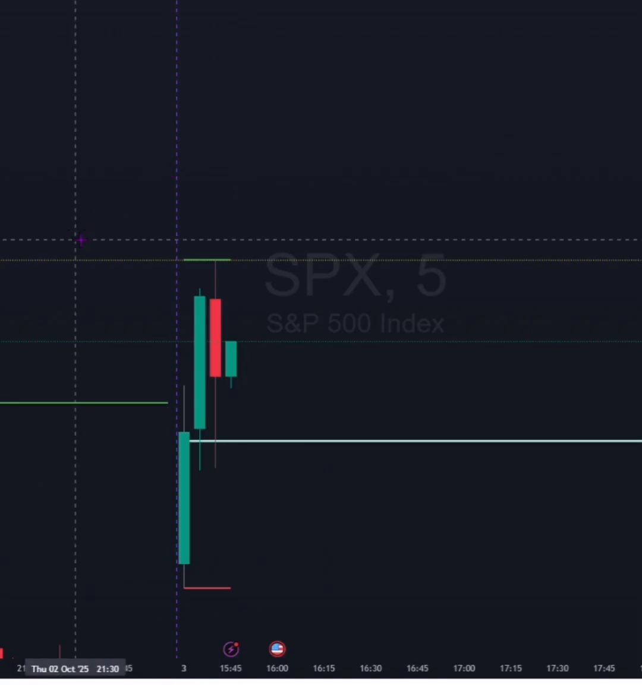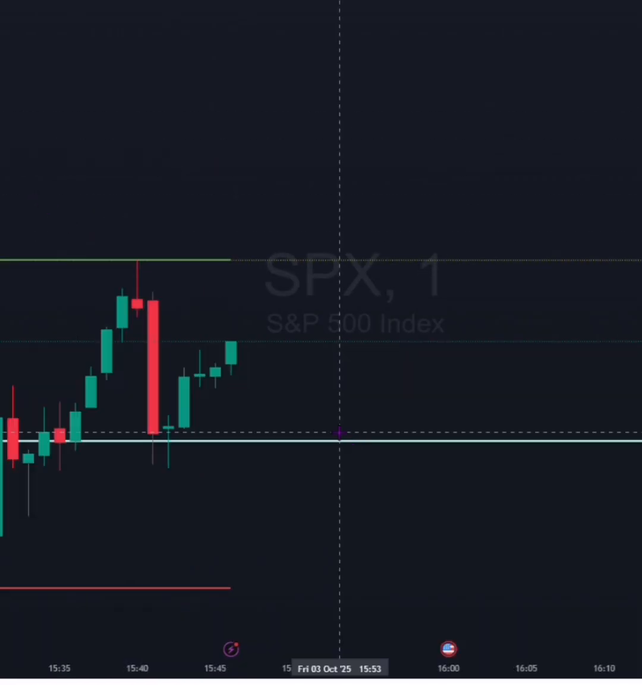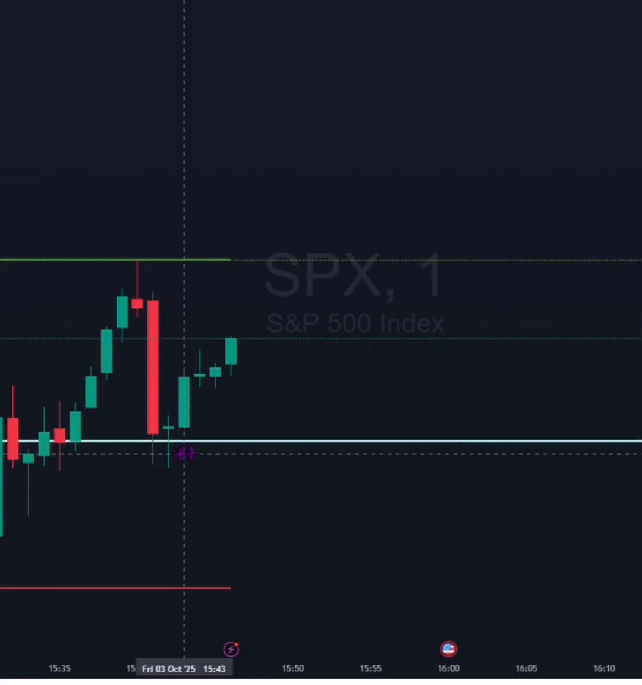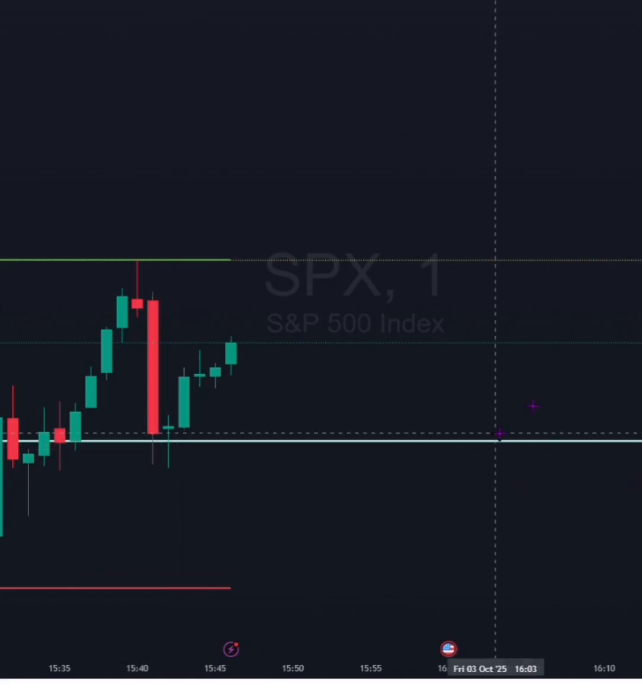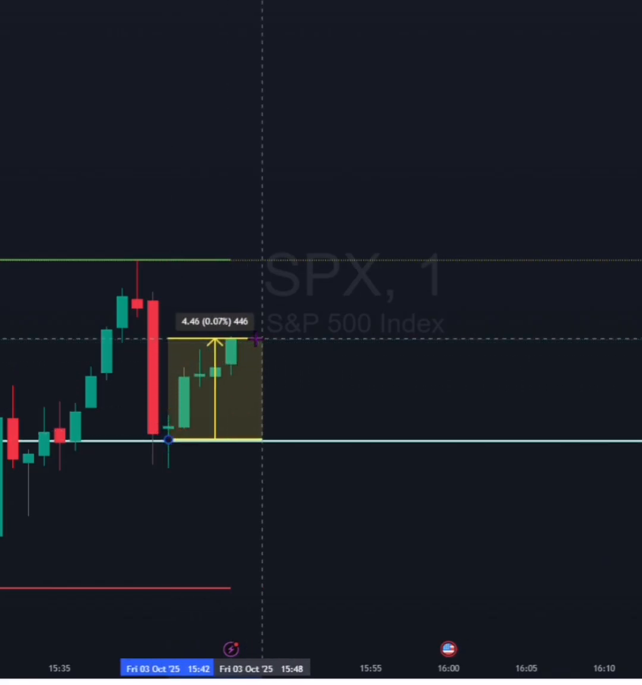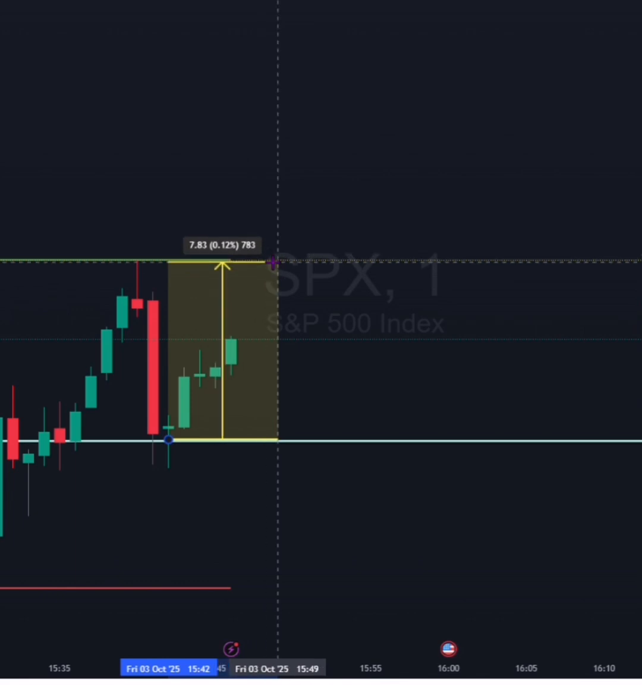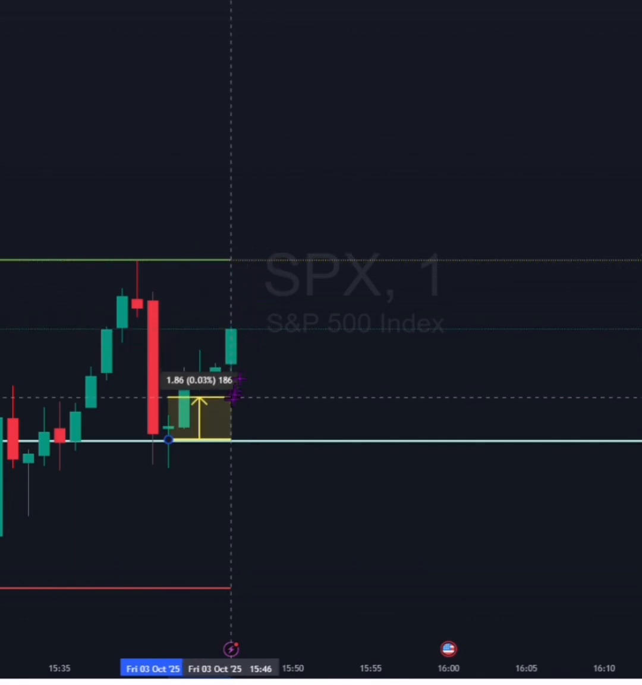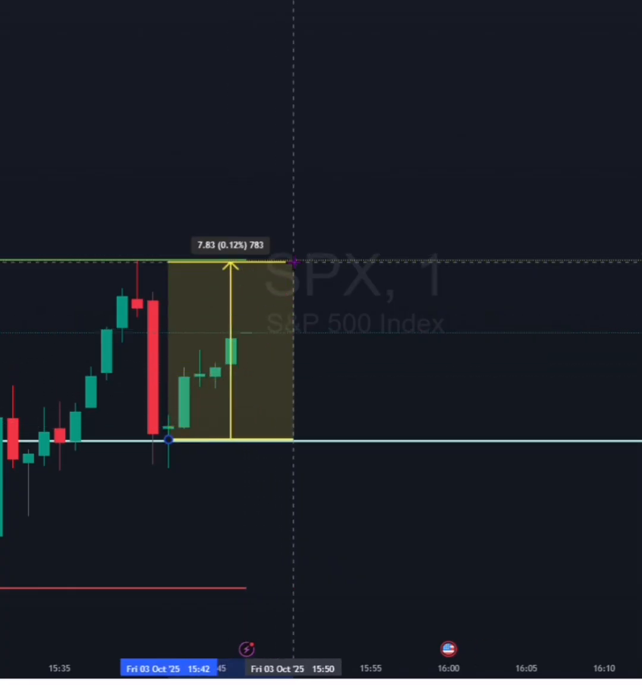What I want to show you is that when we go down to the 1 minute, we can see how it jumped off nicely off that mid level. Most people would have hopped in on the early buys, or on a buy from that level, all the way up to that level. That is a lot of points, like 783 points, depending on where you jumped in.